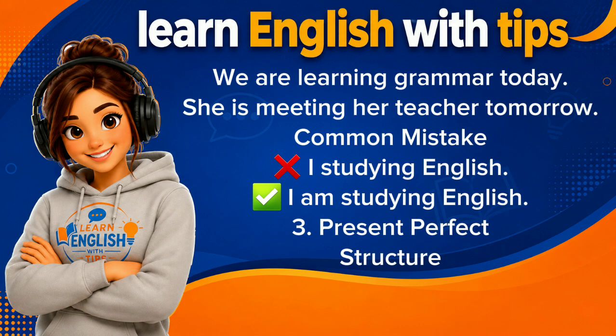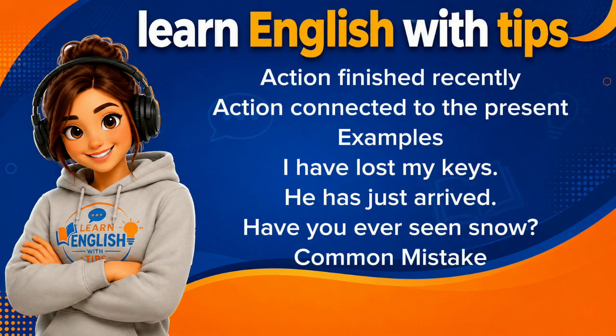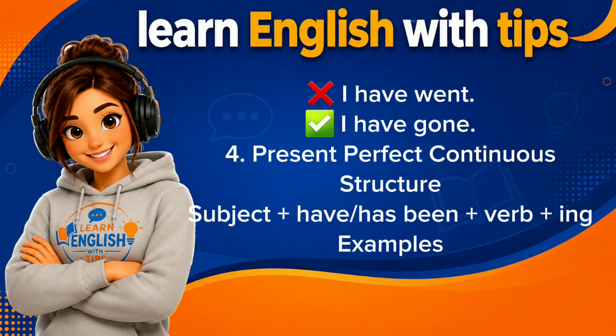3. Present perfect. Structure: subject plus have or has plus past participle. Examples: I have finished my homework. She has visited London. We have eaten breakfast. Use: experience. Action finished recently. Action connected to the present. Examples: I have lost my keys. He has just arrived. Have you ever seen snow? Common mistake: I have went. Correct: I have gone.